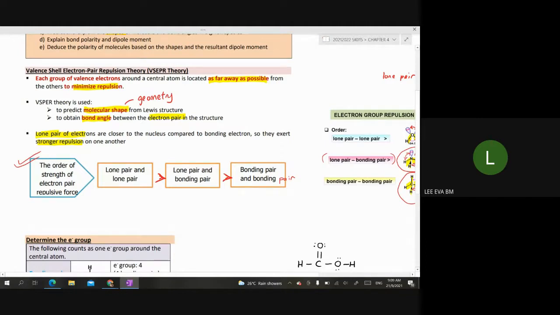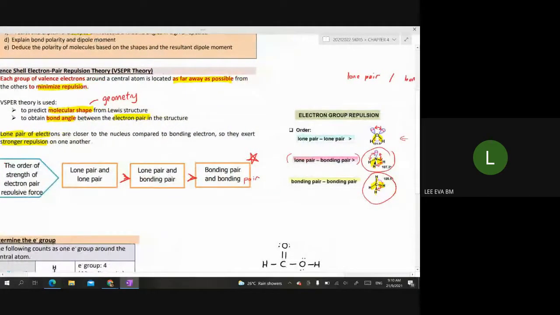Okay. Mesti kita akan pakai VSEPR Theory untuk predict lah kita punya molecular shape. Dan ini adalah dia punya explanation. The one that Madam tick over here is the explanation that we are going to use later. So you need to remember about this comparison. So now, any questions about VSEPR Theory? Bolehkah faham repulsion antara kumpulan-kumpulan dekat sini? Boleh, madam.